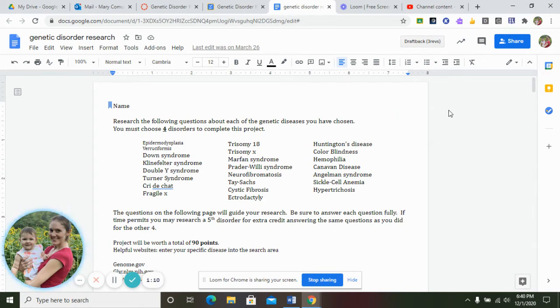So I have a big list for you. All of these are different genetic conditions, and I'll tell you a little bit about each one of them in a second. If you have a certain genetic condition that I didn't include in the list, or you know somebody who has a genetic condition, then you can definitely look up one of those instead. These ones are just the easiest to find information on.